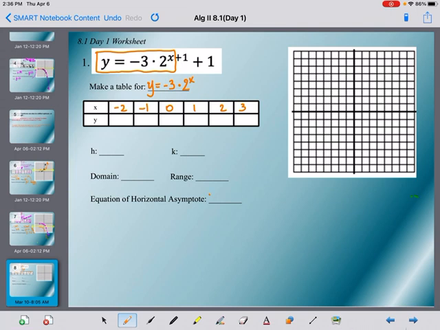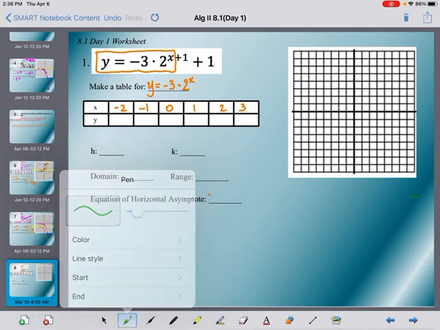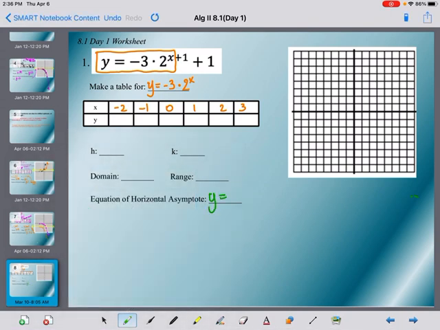Your horizontal asymptote is always going to be y equals whatever number it's at. Notice that the +1 over there is my k value, right? So that means that my horizontal asymptote is going to be at y equals 1 for this one. My h value, up in the exponent, I see x plus 1. That tells me my h value is -1, okay? So that's a little bit of help getting you started on problem number 1. And so now with the rest of the time, you can finish these 4 graphs for class tomorrow.